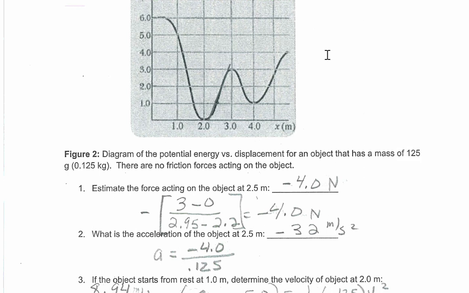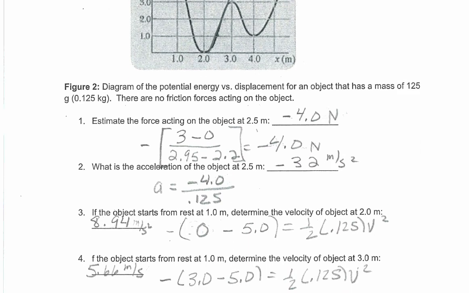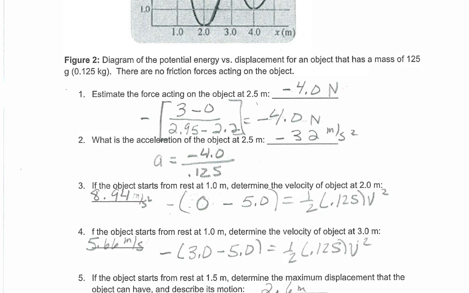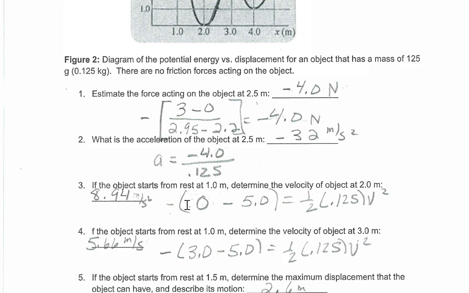Now, what if my object starts from rest at 1 meter? Well, I go up here. That has 5 joules of energy. What would its velocity be at 2 meters? Well, at 2 meters, I see that we have 0 for its potential energy. So I know that the negative change in potential energy must go into kinetic energy. So I'll take 0 minus 5, and that'll give me negative 5 joules, but the opposite of that makes it 5, and I'll set that equal to 1/2 the mass times velocity squared. I just got 8.94 for that.